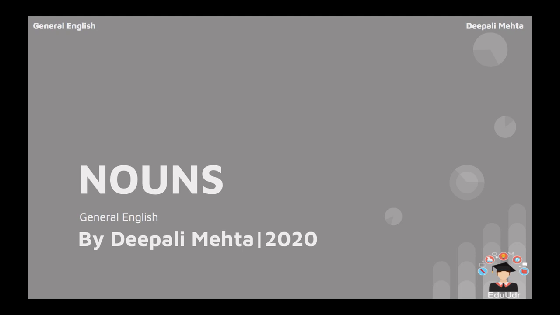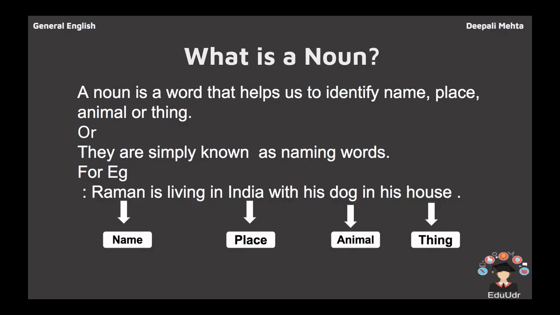The first question arises: what is a noun? A noun is a word that helps us to identify a name, place, animal or thing. Noun simply means any name, any place, any animal or anything. They are also known as naming words because every object has a name.